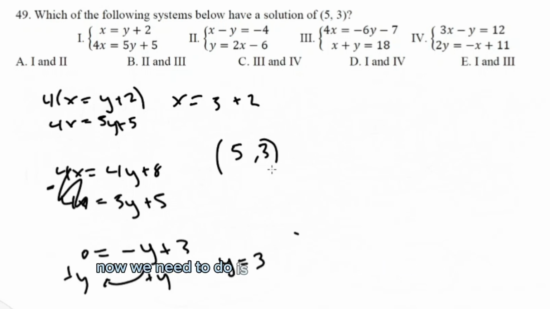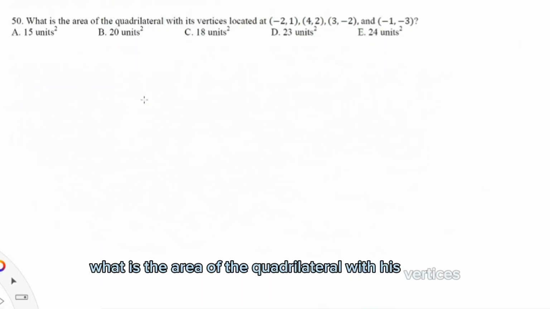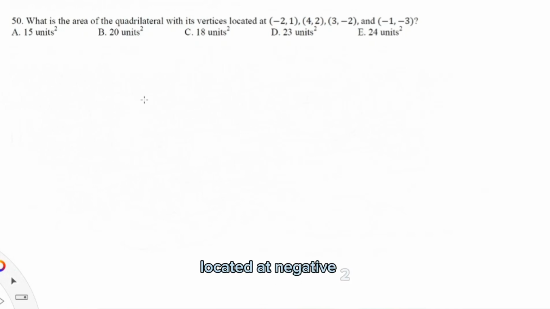Now what we need to do is do this same step for every single one of these equations, and when you do that, you get that 1 has a solution of 5, 3, and the fourth one has a solution of 5, 3. So that's your answer.